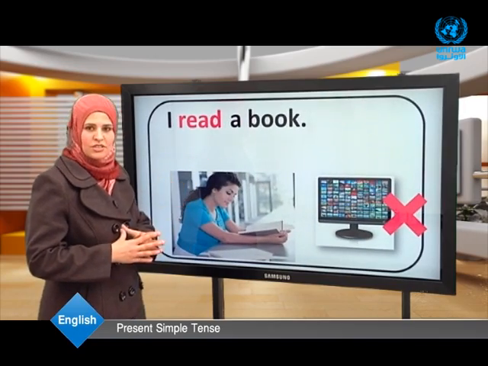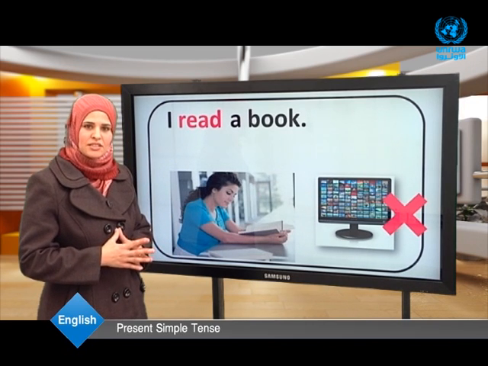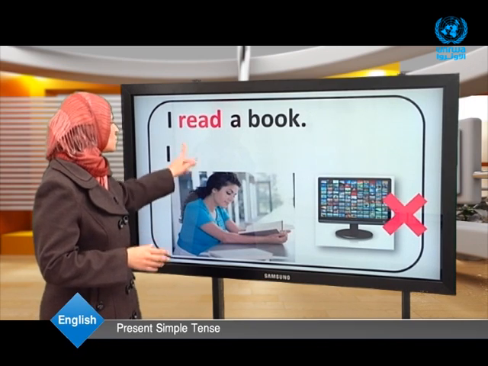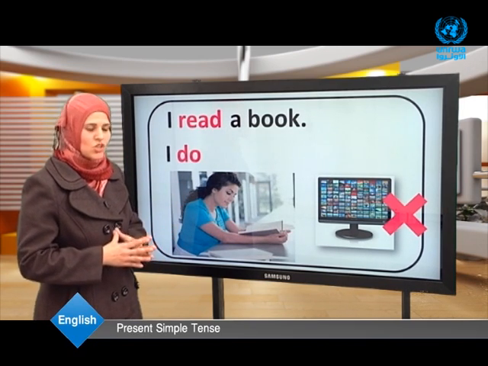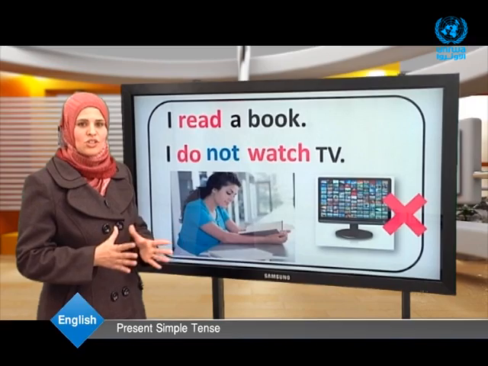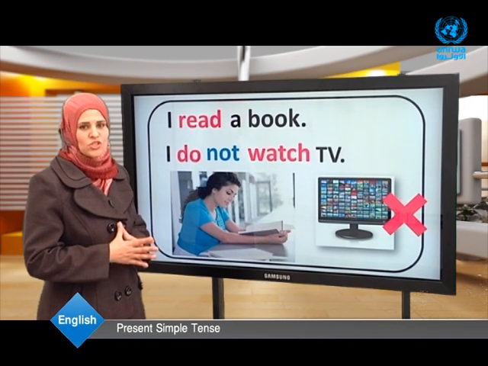I read a book, not watch TV. So how can we negate? Let's make it together. I is the subject and do or does. Here we need do. I do, we add not. I do not. Watch is the base verb and the rest of the sentence. So, I don't watch TV. I do not watch TV.